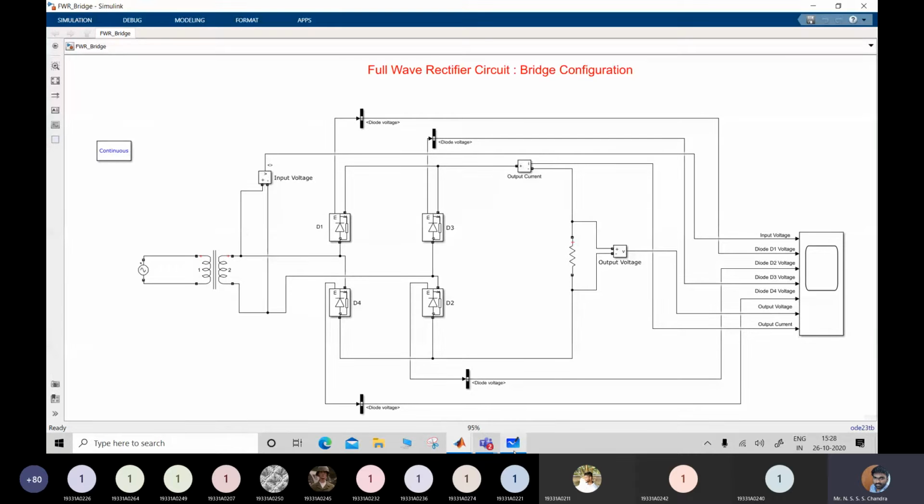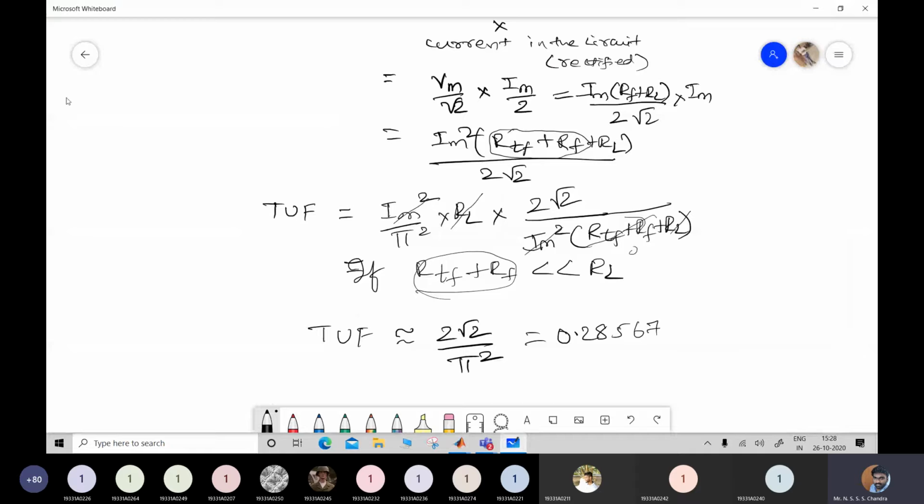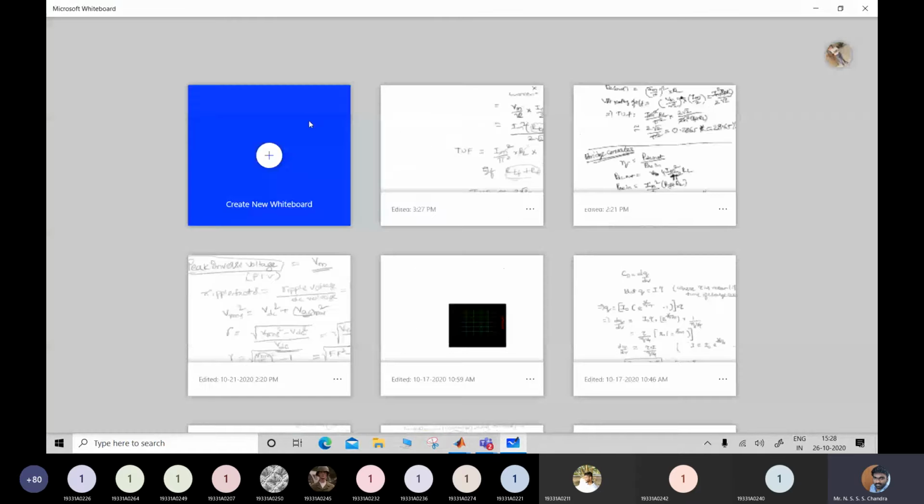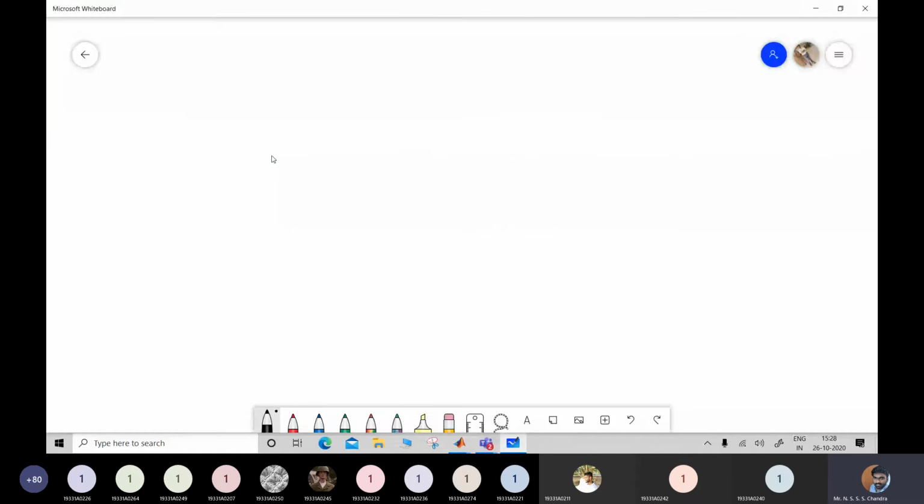First I'll draw the diagram on the whiteboard. Then I think it's better you can appreciate the simulation diagram. So in the full wave rectifier, I will first draw a simple circuit without using any transformer. Simply you have an AC voltage source, and then you have 4 diodes in the form of a bridge.